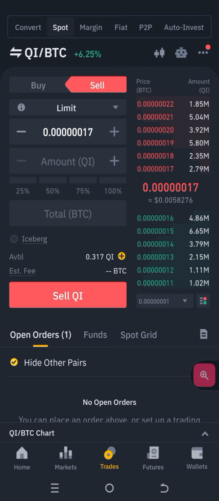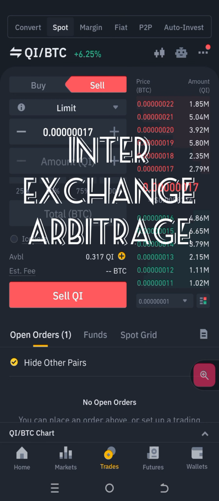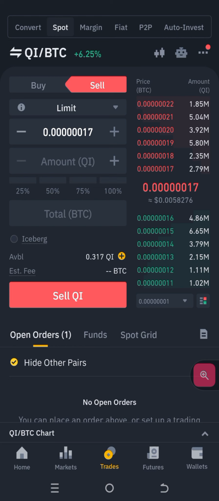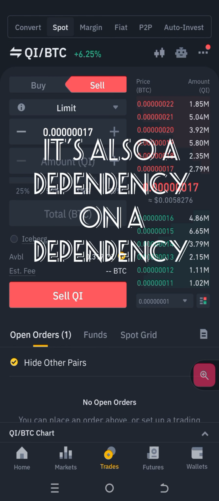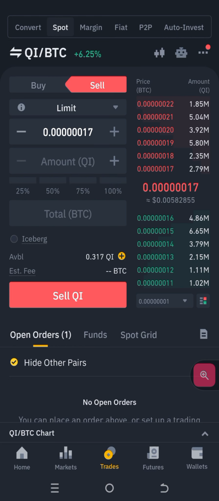Okay, so now let's go into the next one. Which makes money? Let's look at inter-exchange arbitrage. Now, inter-exchange arbitrage is also a dependency on a dependency. And what is inter-exchange arbitrage? It's when you buy a particular coin cheaper on a particular platform or exchange and go sell it on another exchange for profit.